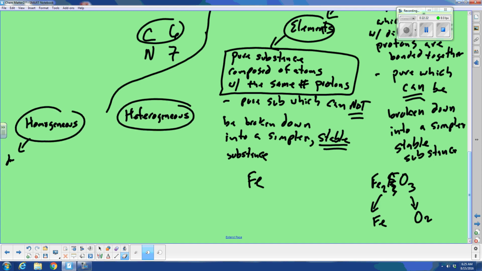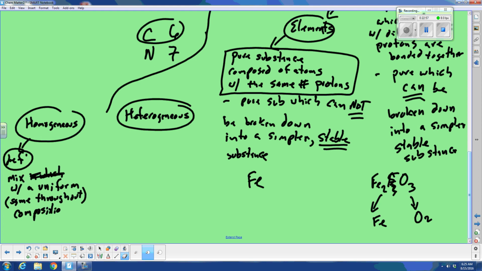Let's go with the definition. What is the definition of a homogeneous mixture? It is a mixture with a uniform composition. And what does uniform mean? Same throughout. It's slightly different. Notice we're not saying it's unchanging, that it's fixed. We're just saying it's the same, right?